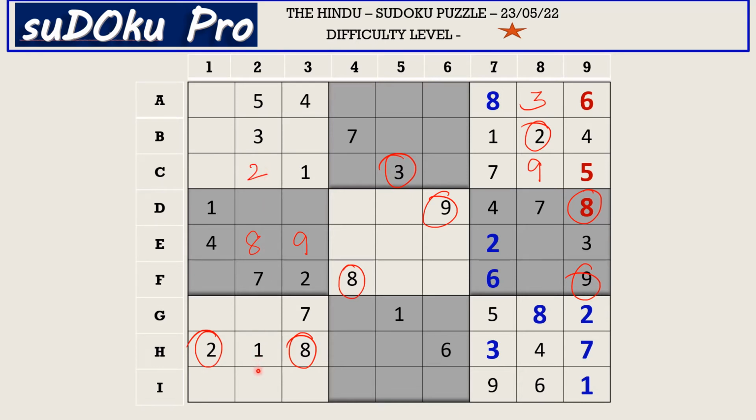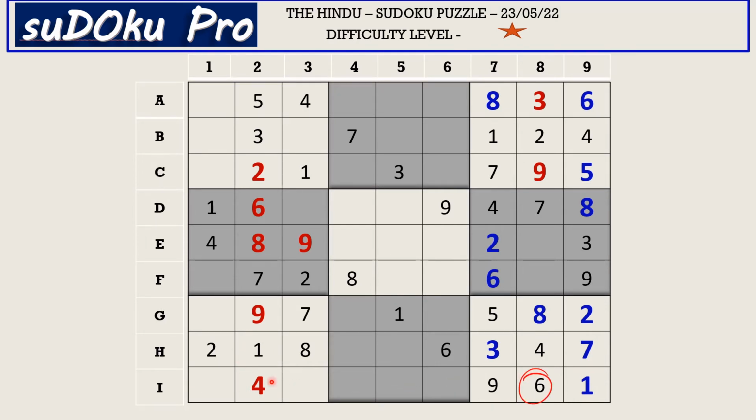Now there are only 3 empty cells in column 2 and missing numbers are 4, 6 and 9. There is a 6 and 9 blocking this cell here. So I2 takes 4. Now the missing numbers are 4 and 6. This 4 blocks here. So D2 takes 6 and G2 takes 9. So this 6 here blocks these two cells. So 6 goes here in G1.